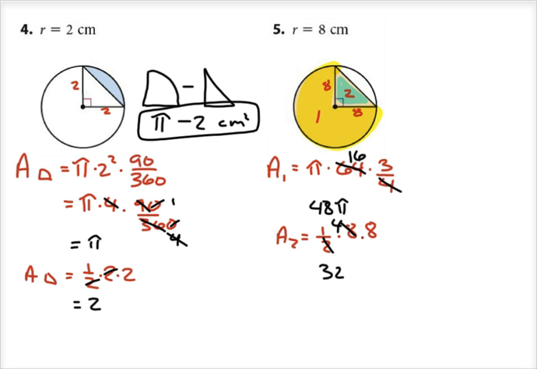In this case, I'm adding the areas together to get my shape. So my final answer will be taking the 48 pi for the sector and adding on the area of the triangle, which is 32. And the units are centimeters squared.